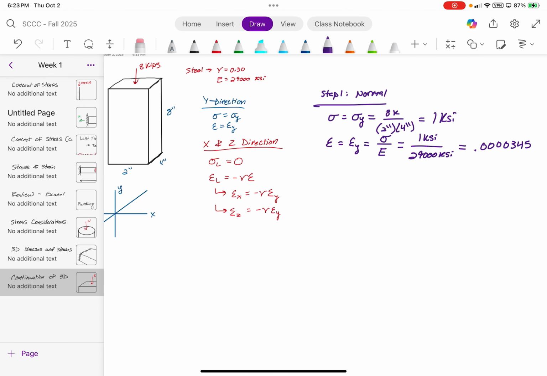Now, if we wanted to calculate how much this bar deforms in the normal direction, delta, we could again label this as delta y, just to indicate the deformation in whatever direction. How would we do that? What would the equation be?